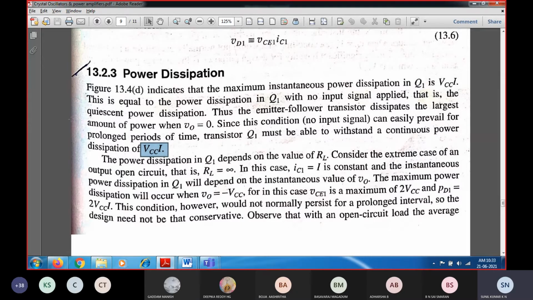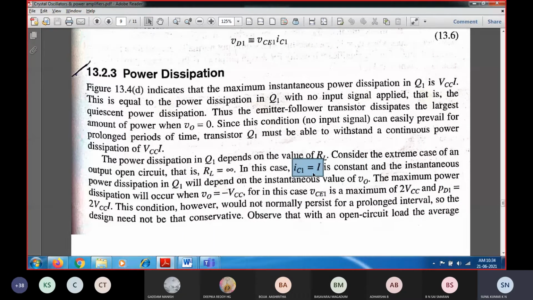Now for the extreme cases of the load. The power dissipation of Q1 depends on the value of RL. So he is mentioning that the power dissipation depends upon the load resistance. If we consider two extreme cases, that is when RL is equal to infinity and when RL is minimum, we are going to consider what the power dissipation will be. So when RL is equal to infinity, in that case, IC1 will be equal to I. That means the collector current is a constant.